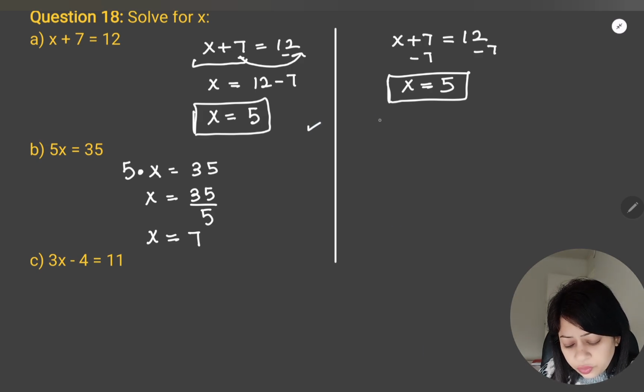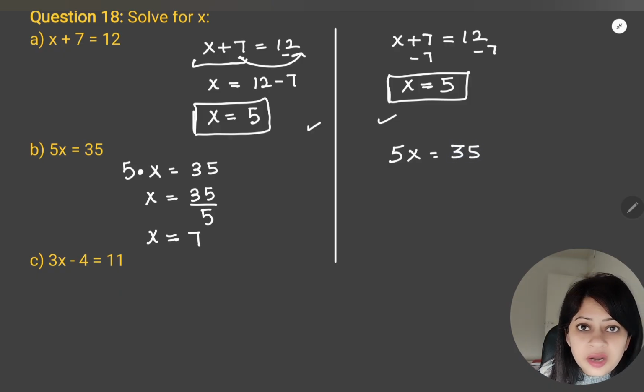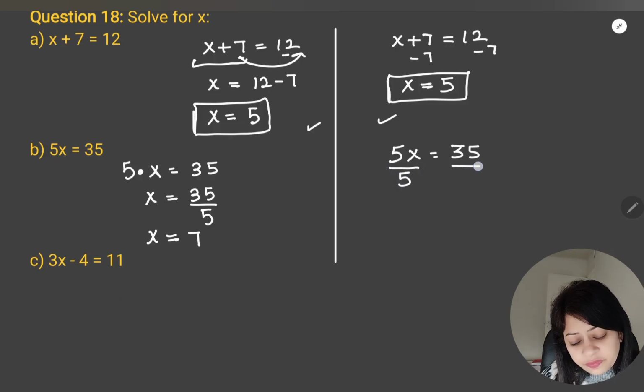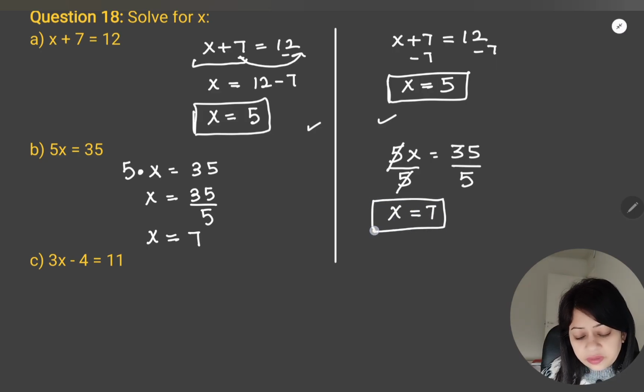Okay, that is up to you. Here you have 5x is equal to 35. X wants to be alone. X is selfish. So now we will divide both sides by 5 because only then we can take 5 away. Okay, and x will be left, x is 7, like that.